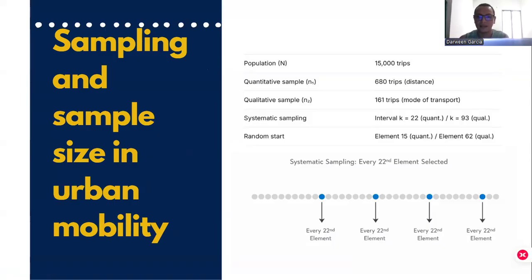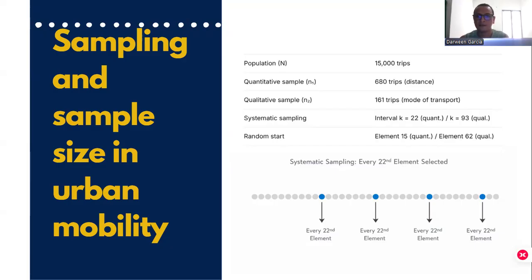Let's imagine we want to know, for example, how much time a person spends on the road with each mode of transport that is used. Instead of asking the entire population, you would take a sample.